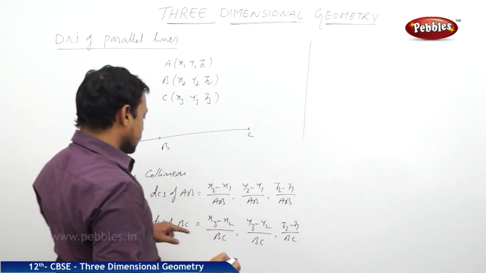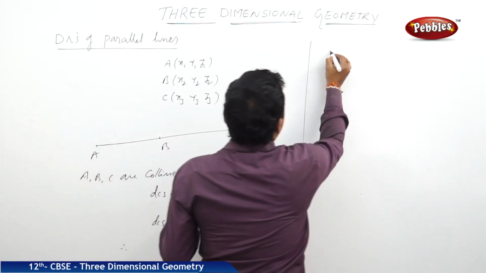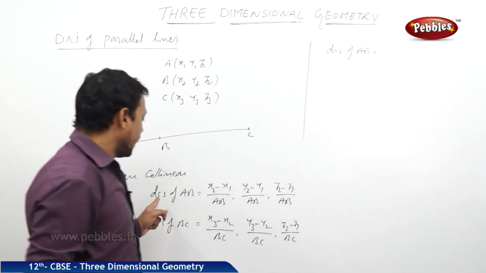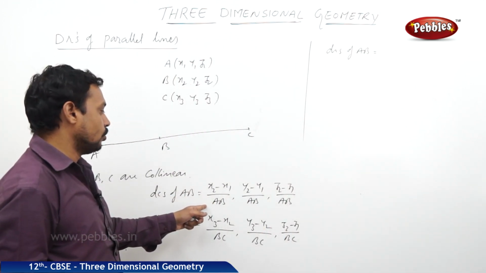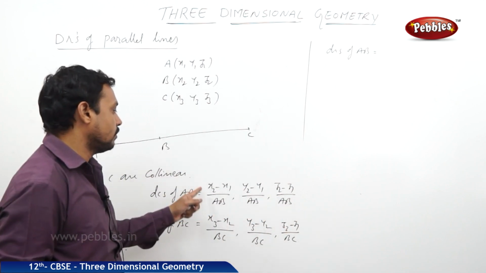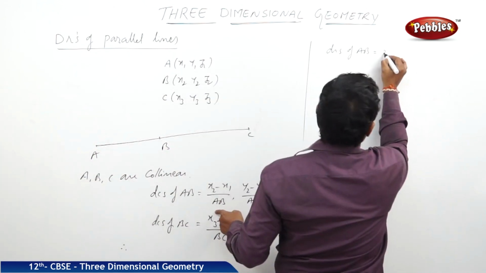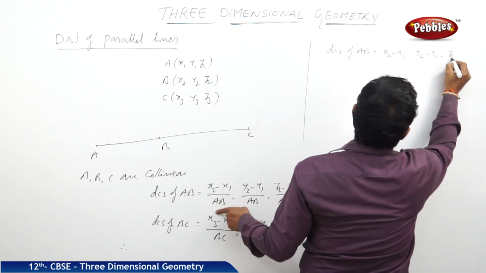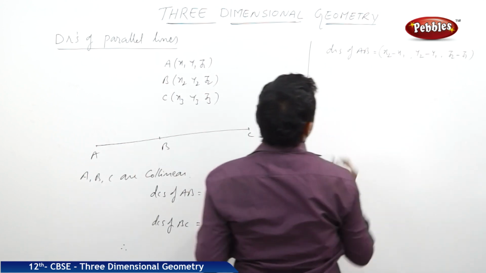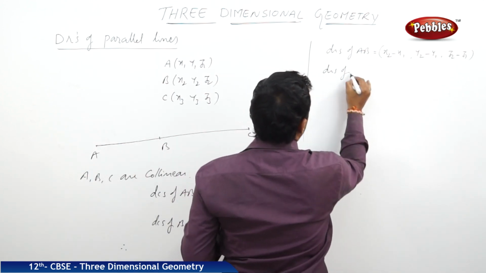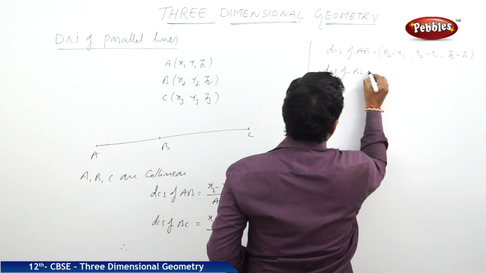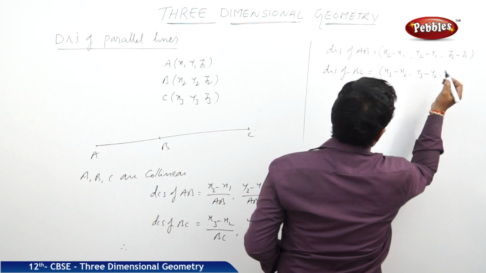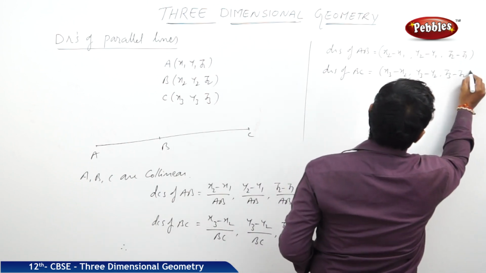Since direction cosines are equal, let us find the direction ratios of AB. The direction ratios of AB are nothing but proportionate values. Of course we can take them as x2 minus x1, comma, y2 minus y1, comma, z2 minus z1, and the DRs of BC are x3 minus x2, y3 minus y2 and z3 minus z2.